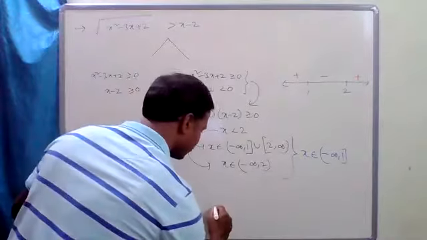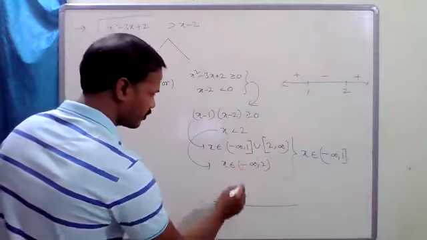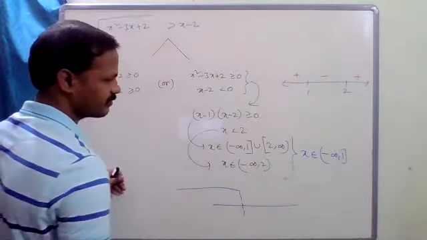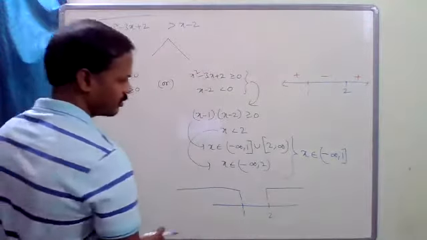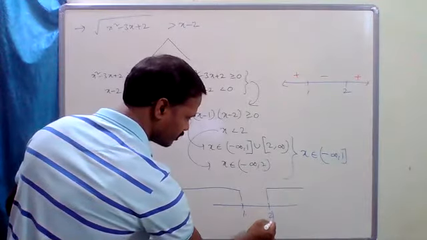How do we find the intersection? So this one, see, this one is 1 to the left side, minus infinity. This is 2. Now what is this? Minus infinity to 2. That means this one.